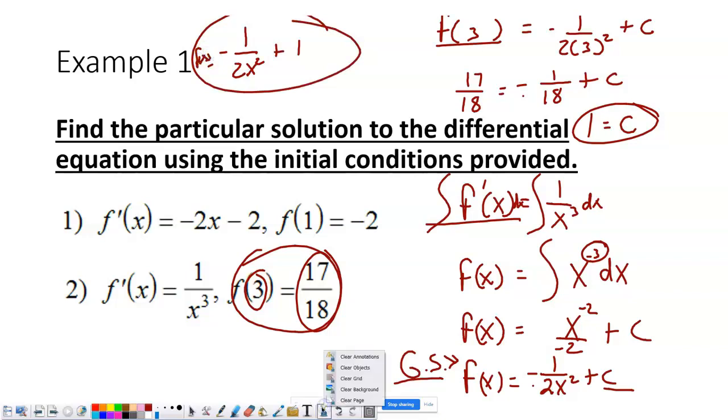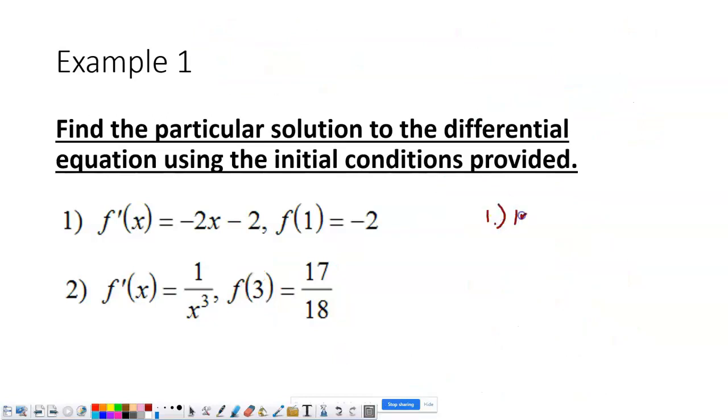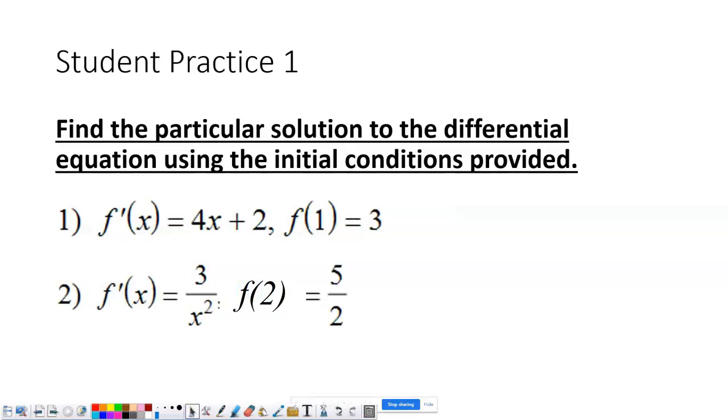Okay, so three-step process. Step 1, integrate. Step 2, plug in your initial condition. Step 3, write your particular solution. Okay, so I'm letting you guys try one of these real quick. Go ahead and do numbers 1 and 2, and when you've unpaused the video, you will see the solutions.